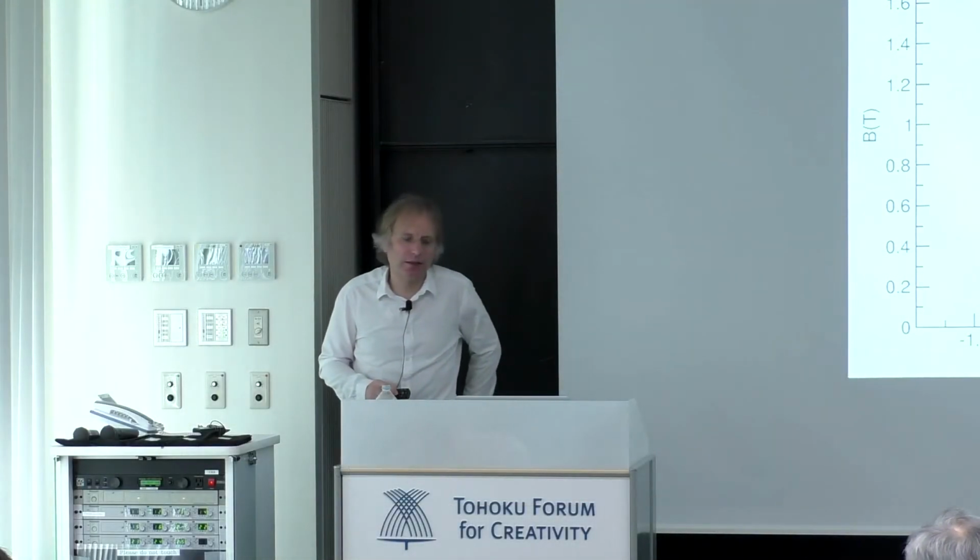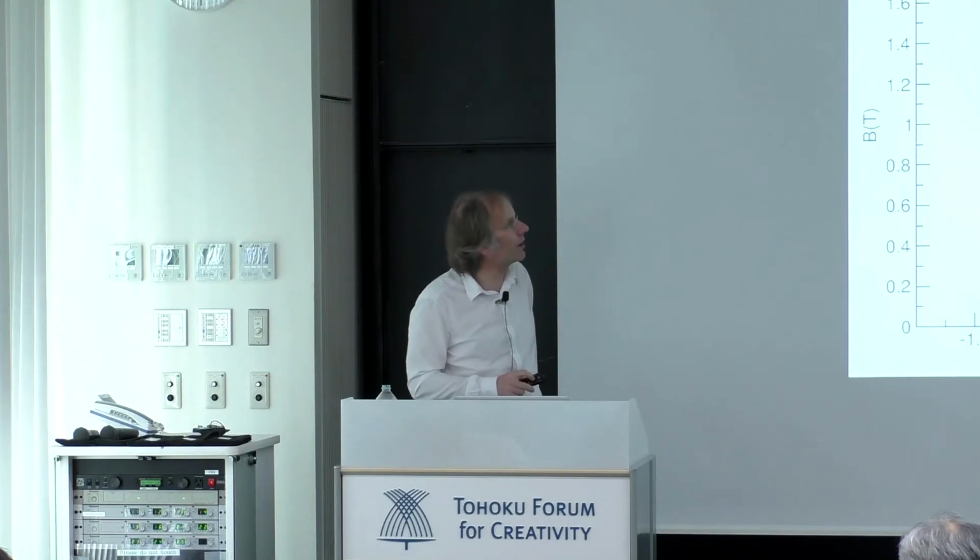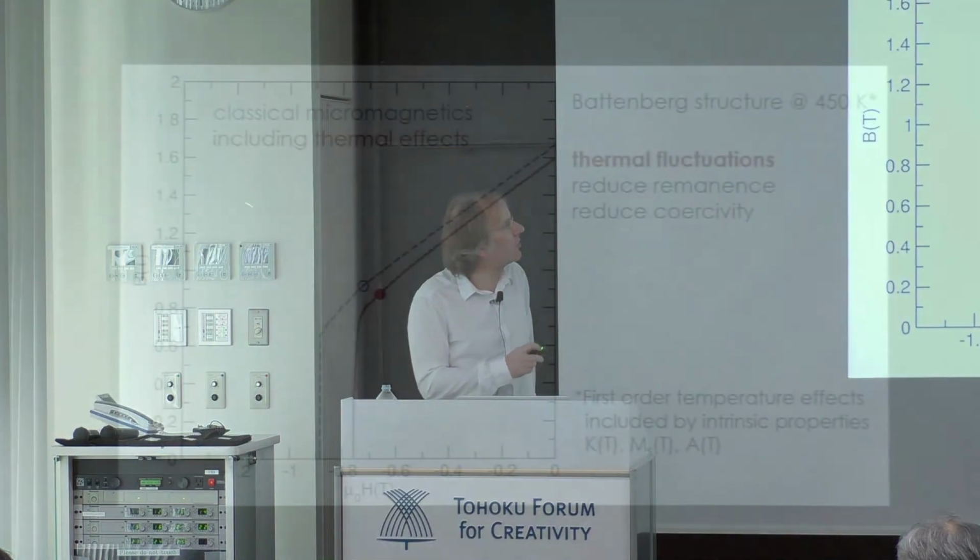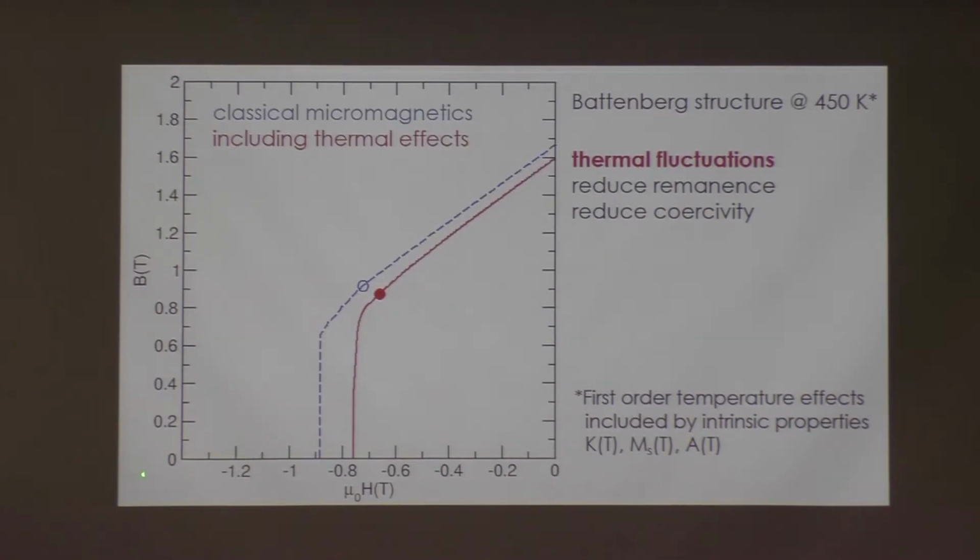So we can do our micromagnetic simulations for the structure here. And what you see here is the magnetic induction as a function of the external field. And I included two curves here. The dashed blue curve is what you would obtain with a classical micromagnetic simulation. So minimizing the total energy as a function of the applied field and calculating the magnetic equilibrium states for every field point. However, we operate this magnet maybe at 450 K, so there will be thermal fluctuations.